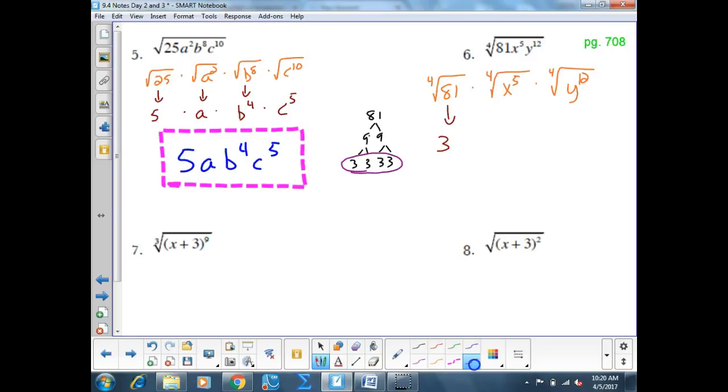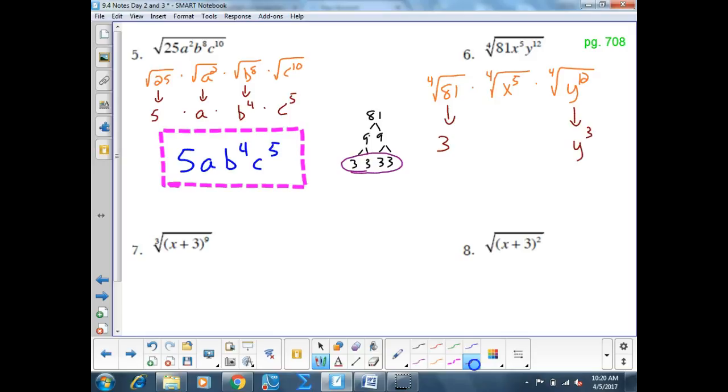Is this a perfect fourth? Y to the 12th. Yes, because 12 is a multiple of 4. 12 divided by 4 is 3. So this becomes y cubed.